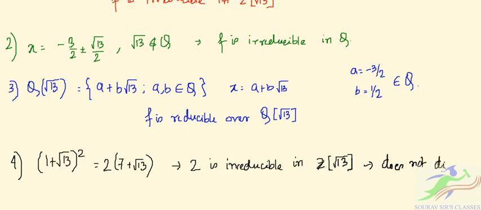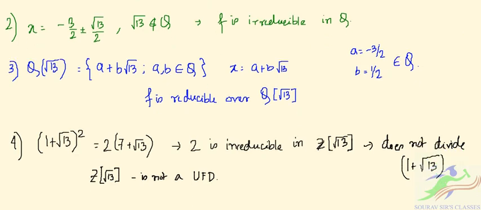Now we have to find whether it divides 1 plus root 13, right? So we can see that Z of root 13 is not a UFD, unique factorization domain, right? So option 4 is incorrect.